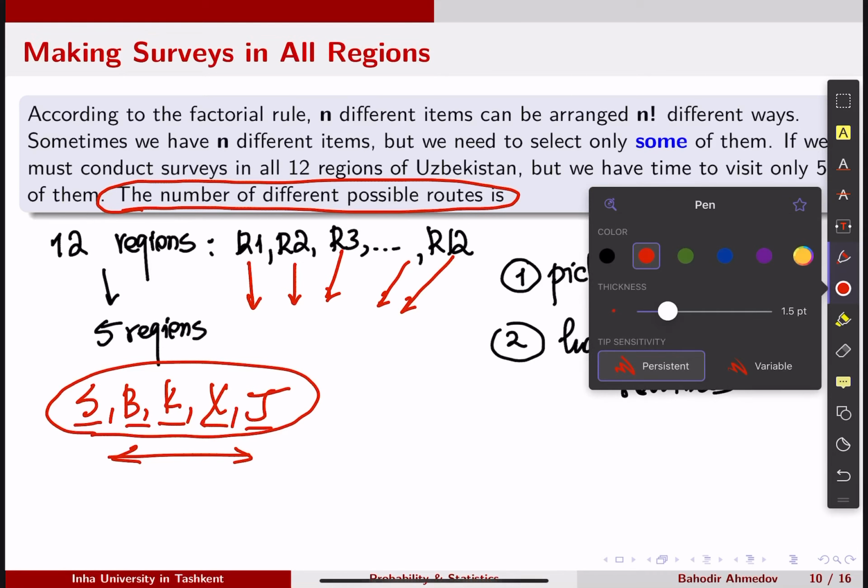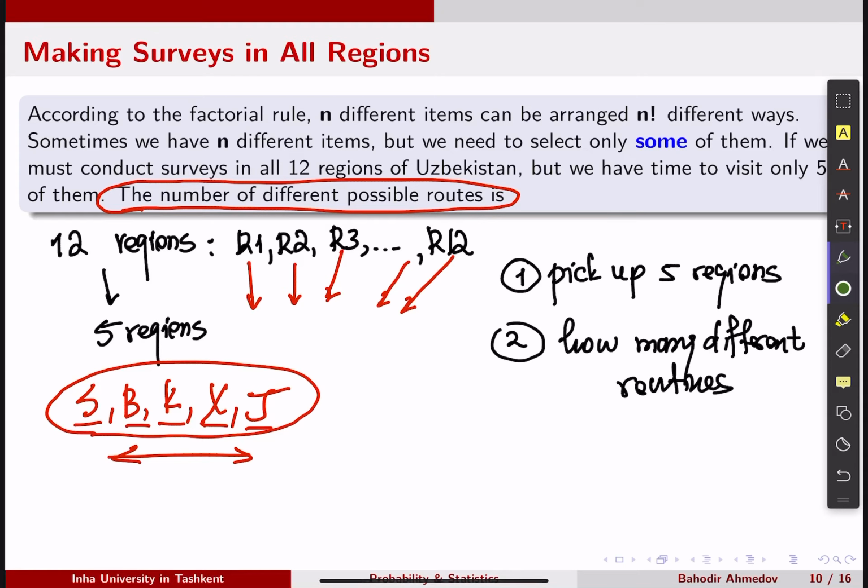In order to solve this problem, what we are going to do is draw the boxes. We need to make 5 boxes now, right? Because we need to visit only 5 different regions. 1, 2, 3, 4, 5. Now we just need to count the number of cases for every box. In the first place, I need to choose where I'm going to go first. So how many different options can I choose? To how many regions can I go? I can go to any region, right?